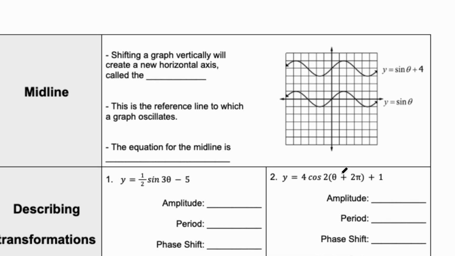So what's our midline? Our midline is just going to be basically the line to which the graph oscillates around. So here, shifting a graph vertically will create a new horizontal axis called the midline. The equation for the midline is going to be basically whatever our k value is. So it's going to be y equals k.